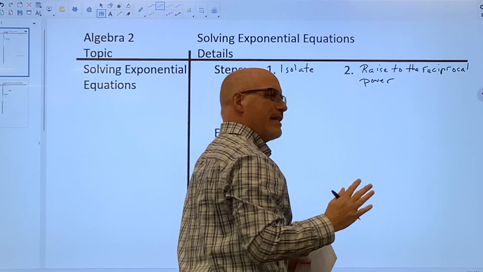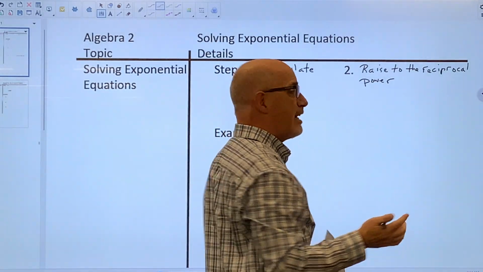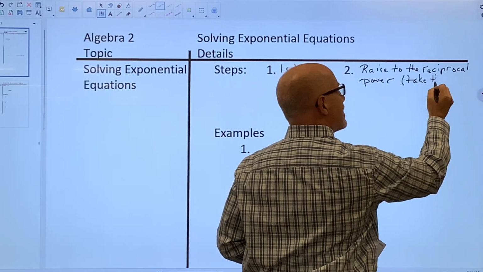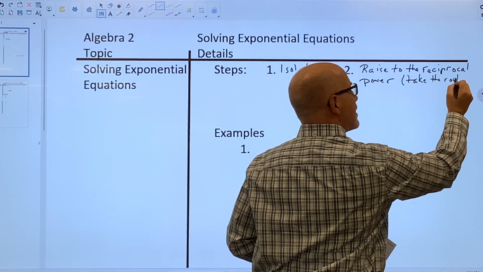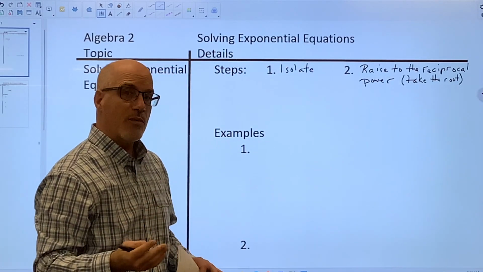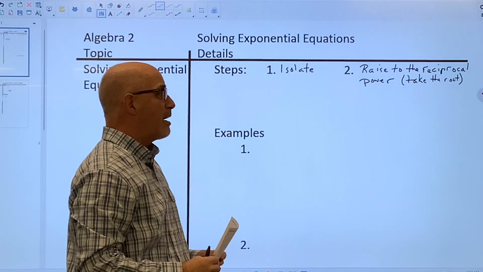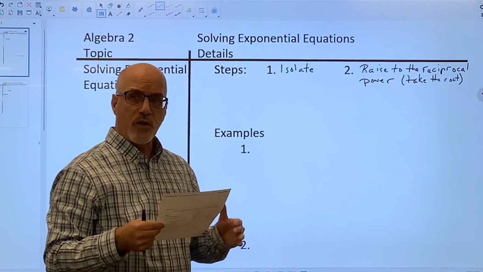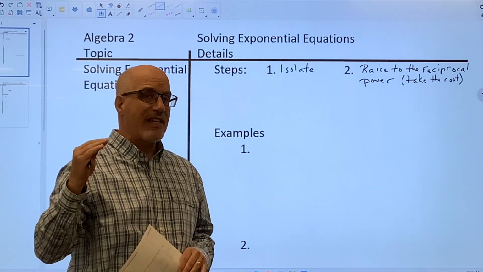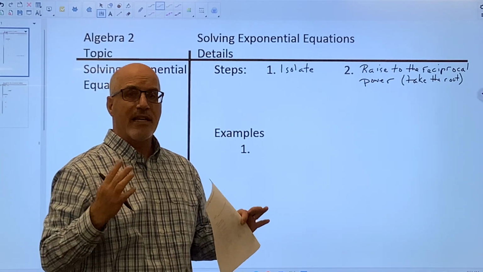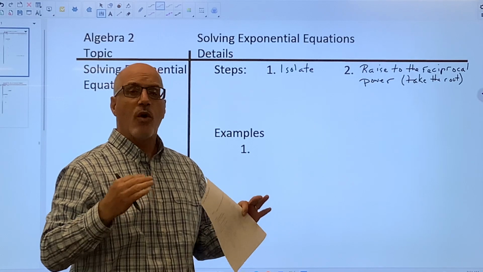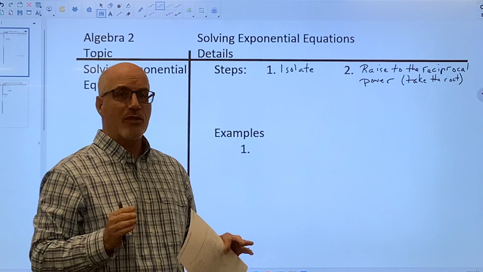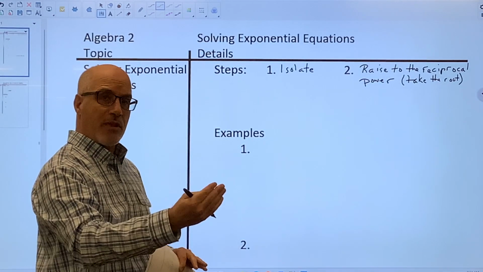In other words, raising to the reciprocal power is the same as taking the root. So I'm going to put here in parentheses, take the root of both sides, because most of the time people will just go straight to taking the root rather than the reciprocal power, but you'll see us at times using a variation of those. A reminder when you do this and you solve the equation, your result when you have an even exponent will include a plus or minus. That's because when you take the square root or the fourth root or the sixth root of an even power, you get an absolute value on that variable, which produces a plus or minus.